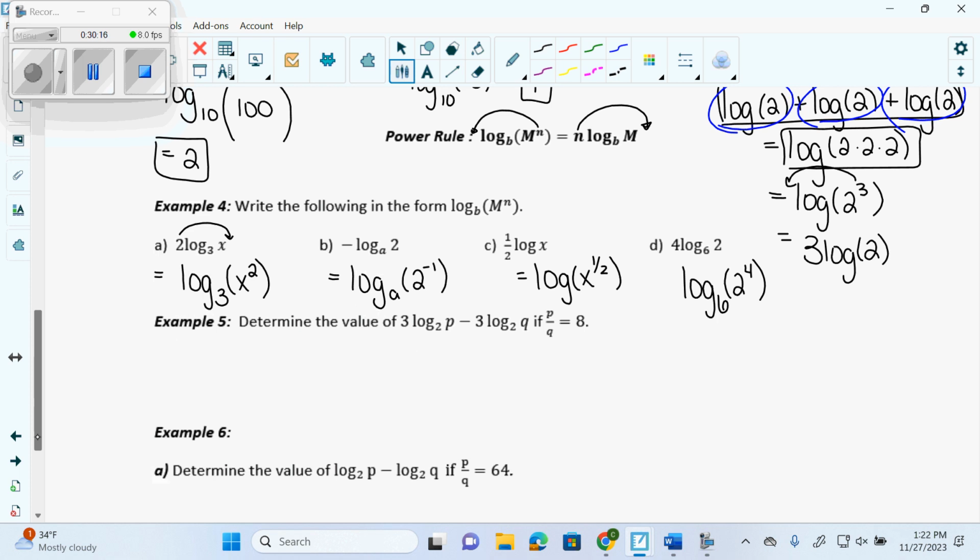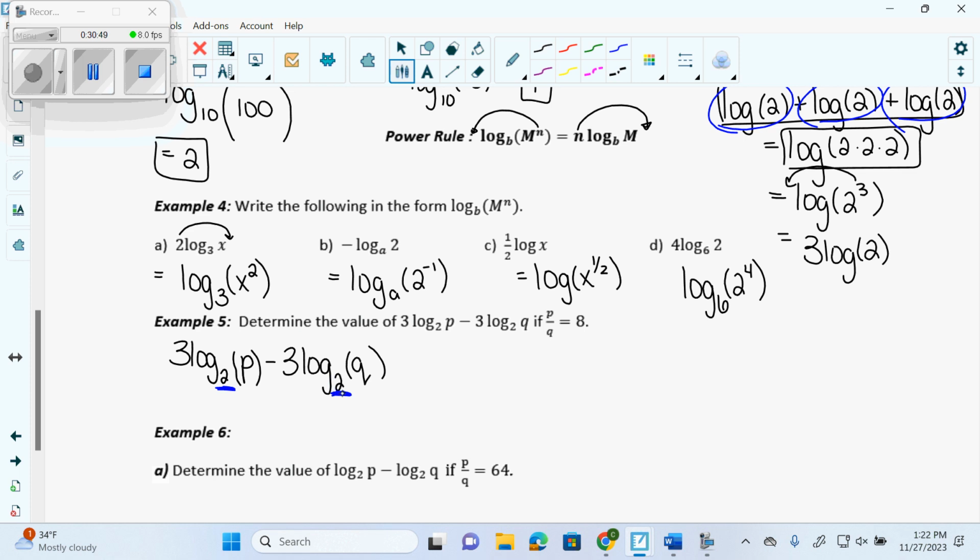So let's look at example 5. I have 3 log base 2 of p minus 3 log base 2 of q. Now what I see here is a base 2 and a base 2, which screams to me to put them together, correct? When they're the same base, it screams, put me together every single time. But I can only put them together if they have ones in front. Currently, what do they have in front?